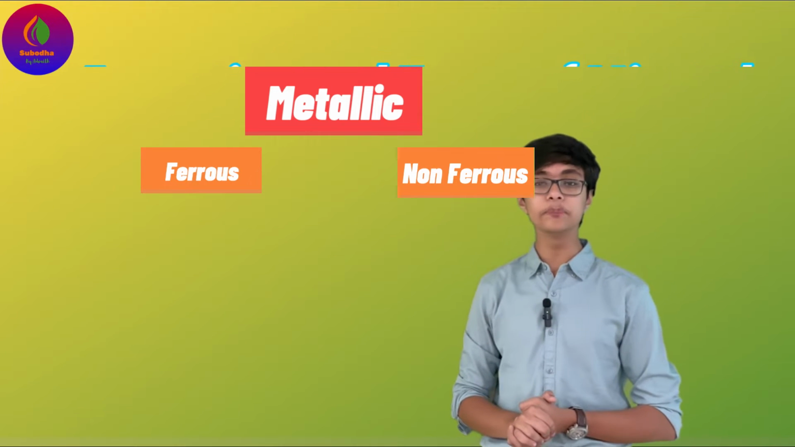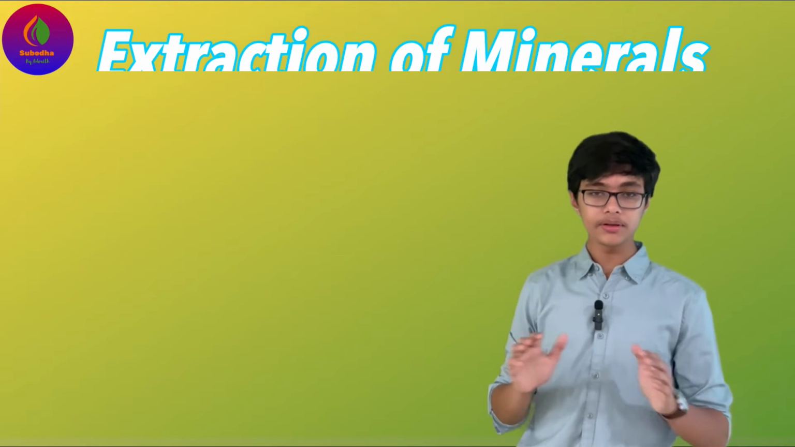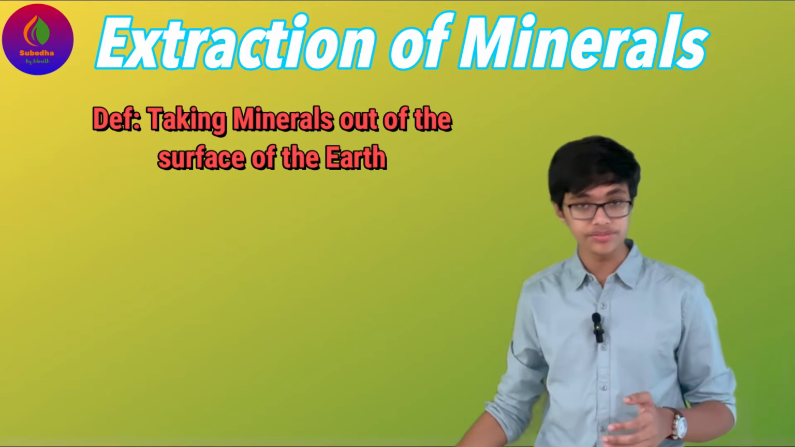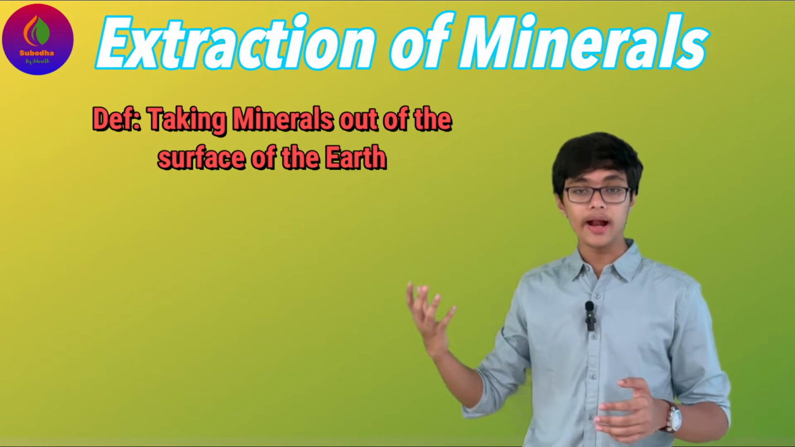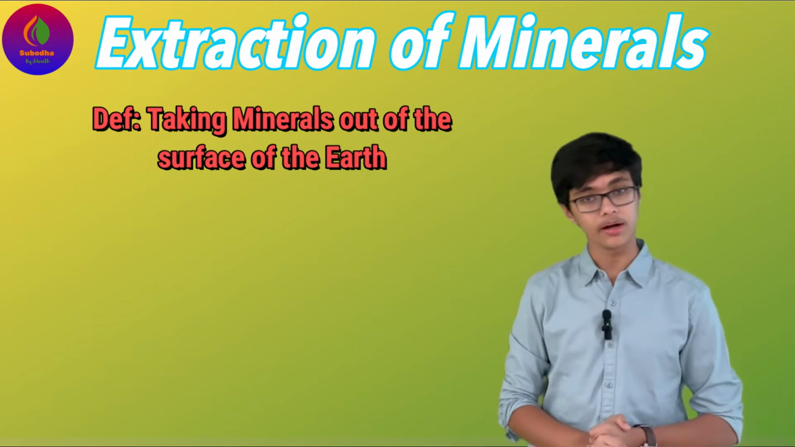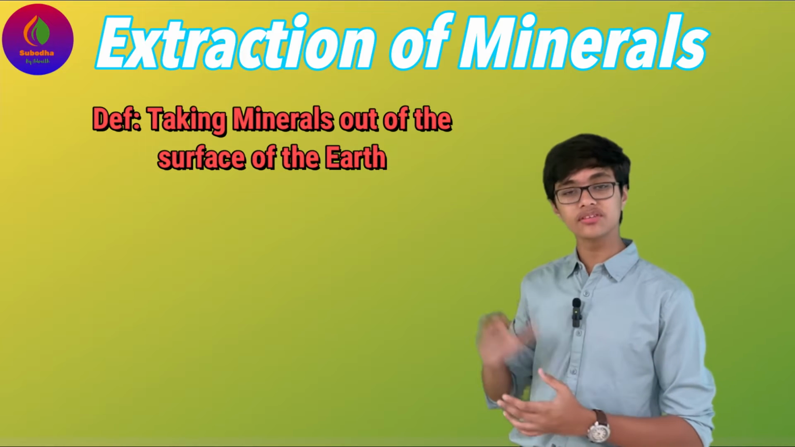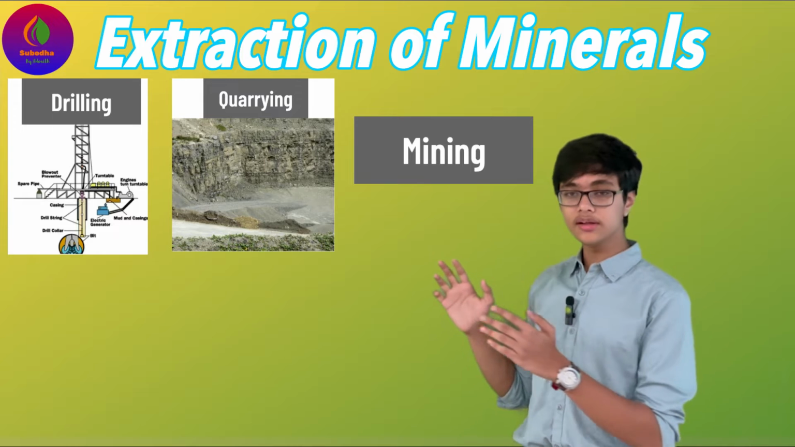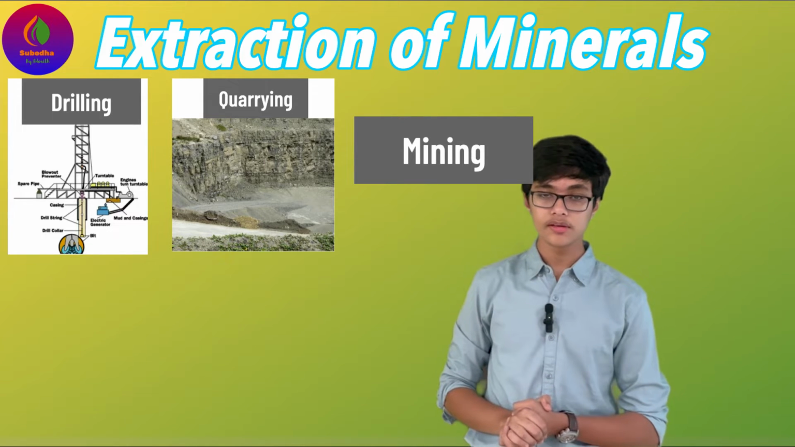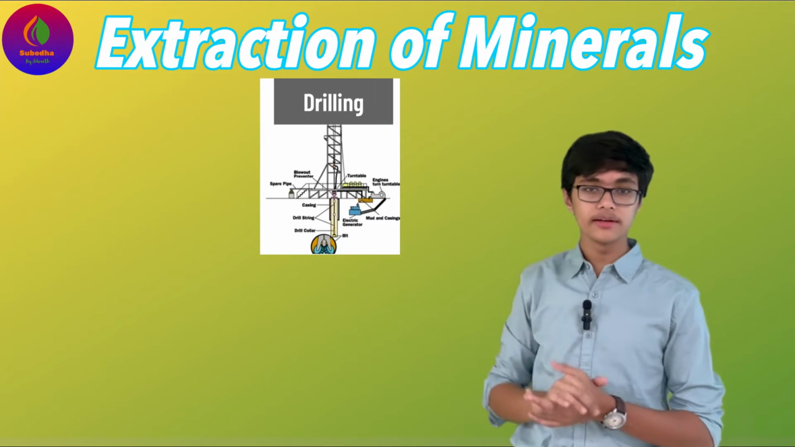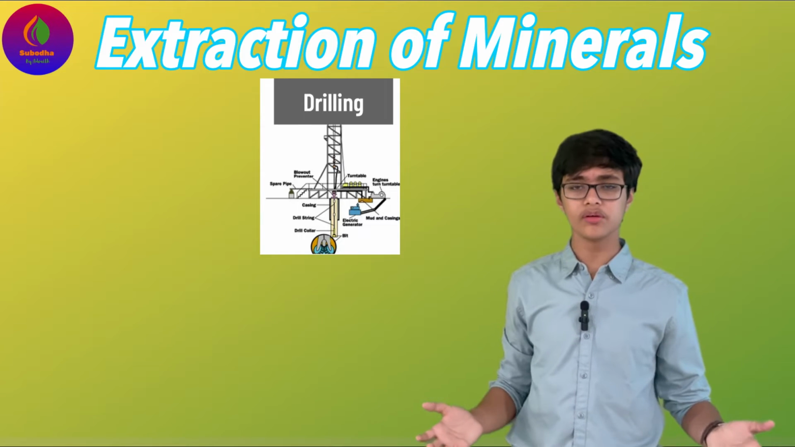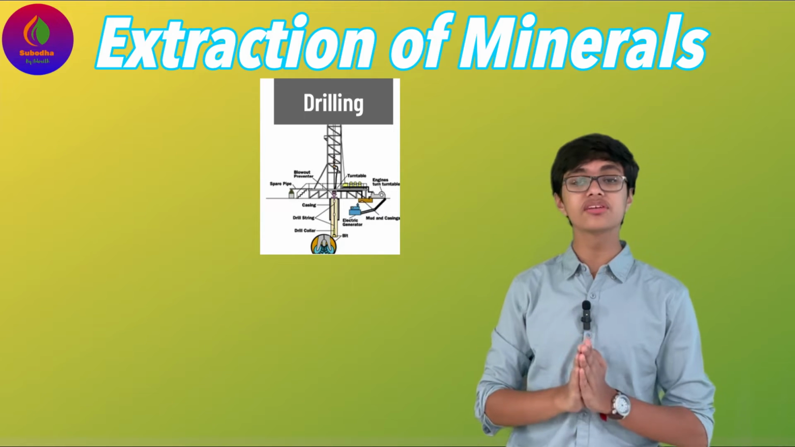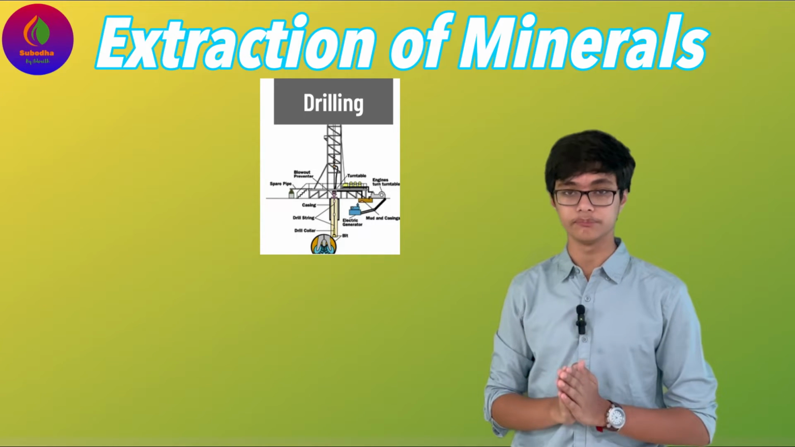Now let's understand how minerals are extracted. To put it simply, extraction is the process of taking out minerals from the surface of the earth, locating them, removing them, and using them for our daily needs. The extraction of minerals is of three types. All of these three are done for different types of minerals. First, we have drilling. Drilling, as simple as it sounds, is basically drilling holes or wells into the ground for the extraction of oil and petroleum.